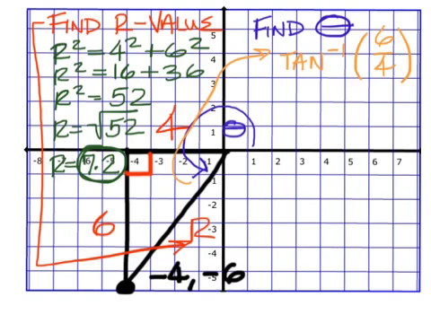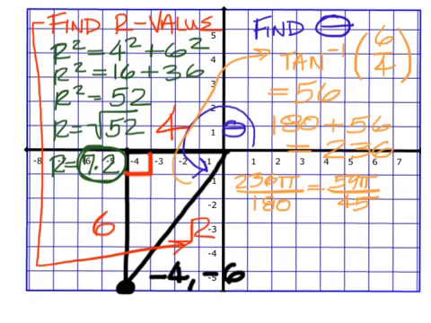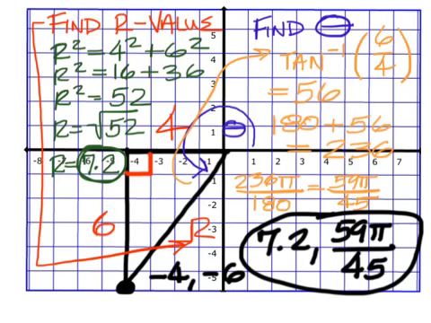Alright, so you have to do the inverse tangent of 6 over 4, opposite over adjacent, and you come back with 56 for that answer. But we're in the third quadrant, so what do we do to the 56? Add 180. So when you add 180, you come back to 236 for the value of theta. Now here's another walk-by. What is the final answer to the problem? It's on the board. The final answer is written as 7.2, 59 pi over 45.